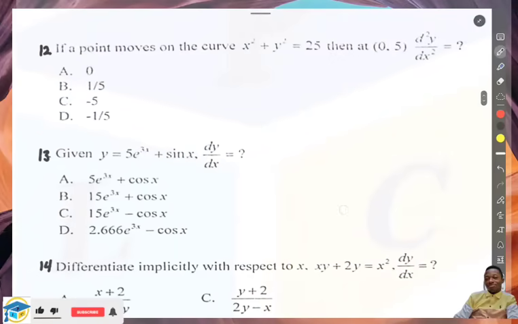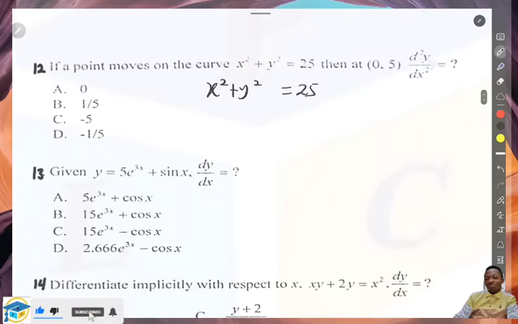Let's move on to question number 12. If a point moves on the curve, so we have the curve x squared plus y squared equal to 25, then at (0, 5), we are asked to find what? The second derivative d squared y over dx squared is equal to. So here, we want to differentiate the function the second time.